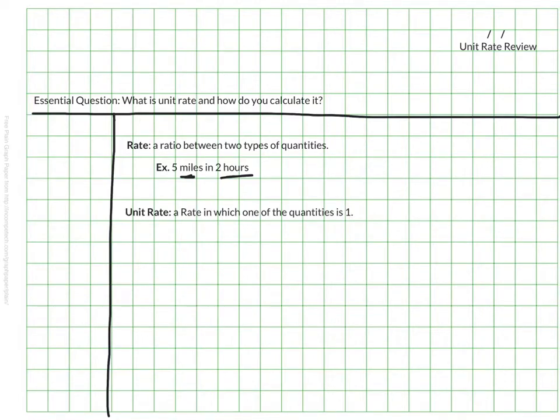And that leads us to unit rate, which is a specific type of rate in which one of the quantities is 1. An example of this would be saying that it is 2.5 miles in 1 hour, right? So one of the quantities here is 1. And it's also common to use the word per. So 2.5 miles per hour.